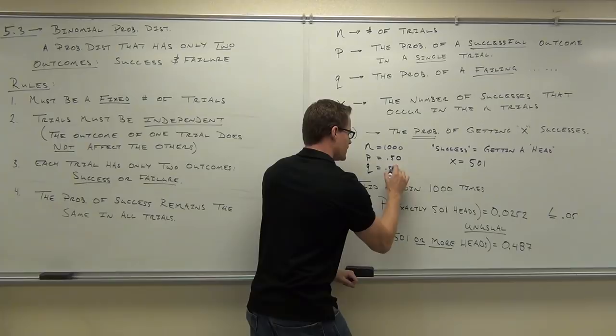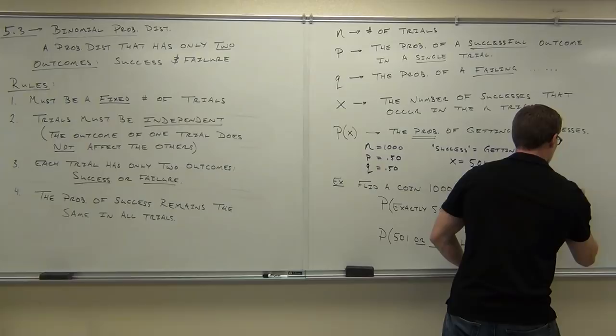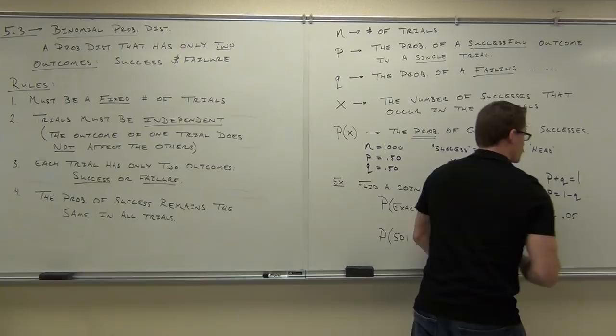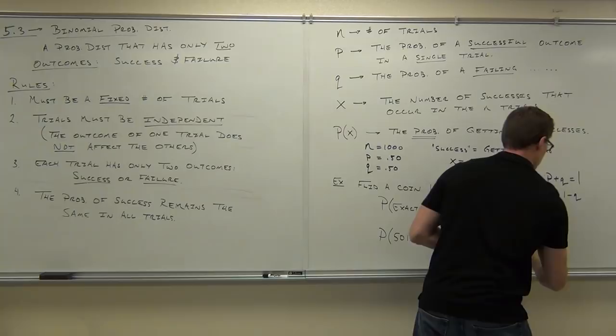One more thing, the last thing we'll talk about. How much does P plus Q have to equal? For sure. Probability of success or failure, you only have two outcomes, right? It's got to be one. This also leads to P equals 1 minus Q, or Q equals 1 minus P.